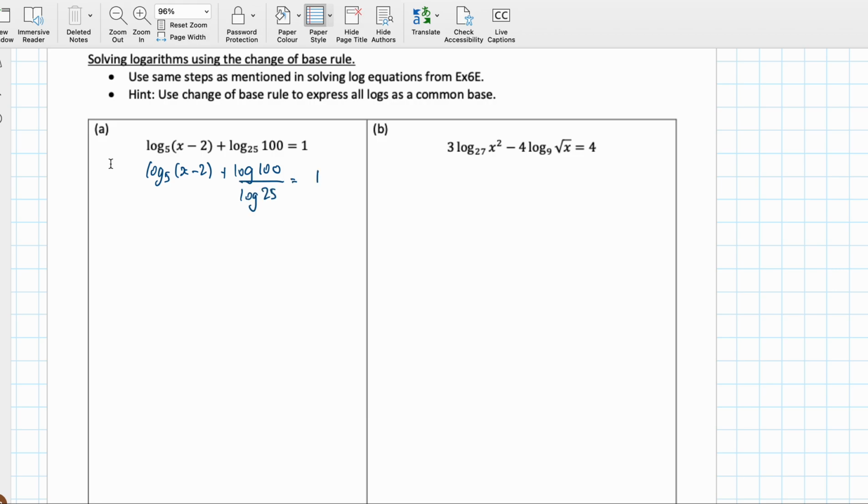Now, I'm just going to be operating here for a long time, so I'm not going to bother bringing this down. Now you can see I've got log 100 of log 25. That's exactly the same as this. Now I can do something very clever here. I can express this as 5 squared, right?